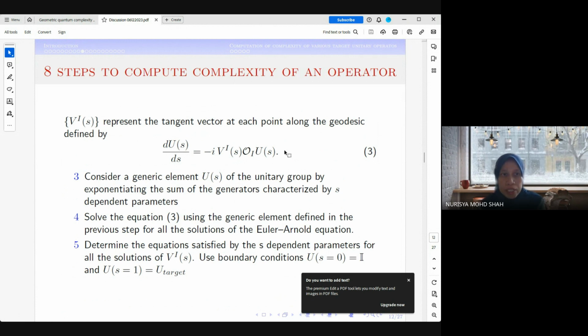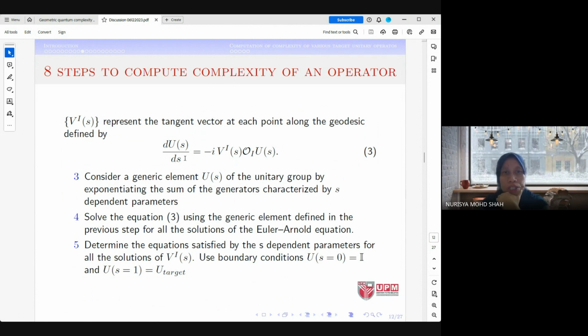So like I said, this is the geodesic equations given by equation 3. So you are trying to solve, differentiating U. So U is the unitary target over some functions of S with this, okay? So the third step, consider generic elements of the unitary group by exponentiating the sum of the generators characterized by S-dependent parameters. Four, you solve equation 3 using the generic element defined in the previous step for all solutions of the Euler-Arnold equation. So all solutions, this depends on how many structure constants that you produce. Okay, depends on the Lie algebra.